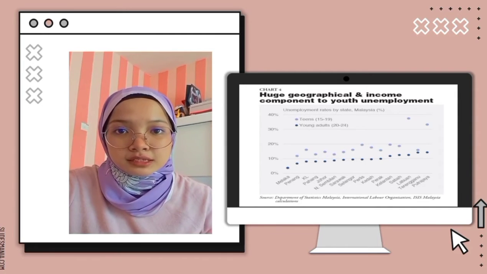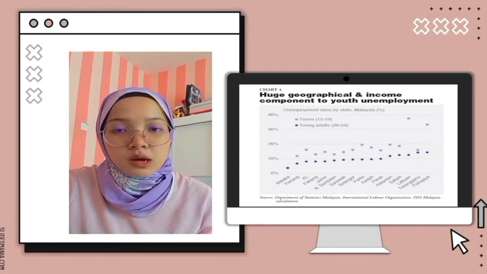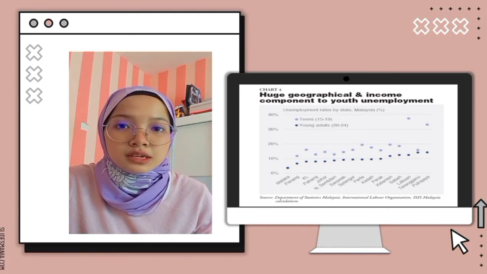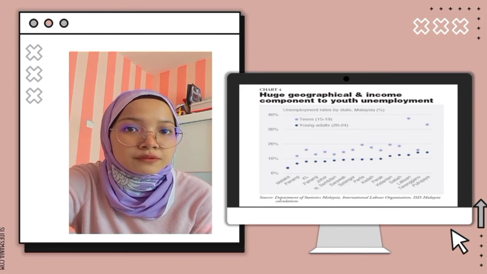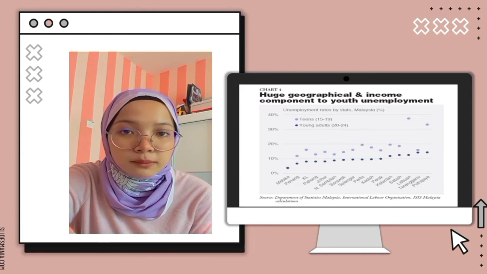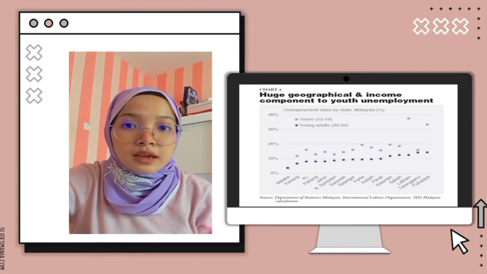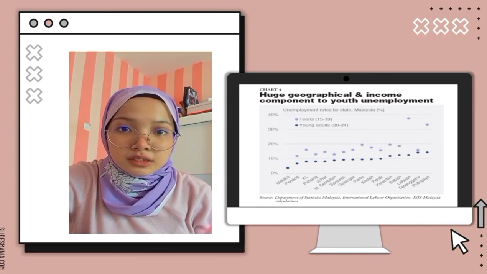For the vertical axis, which is the y-axis, it represents the rate of unemployment, while the horizontal axis, which is the x-axis, represents the states in Malaysia. As for the legend, the light blue shows the unemployment rate of teenagers, aged from 15 until 19, while the dark blue shows the unemployment rate of young adults, aged from 20 until 24. As you can see, the rate of unemployment among teenagers is higher than young adults.